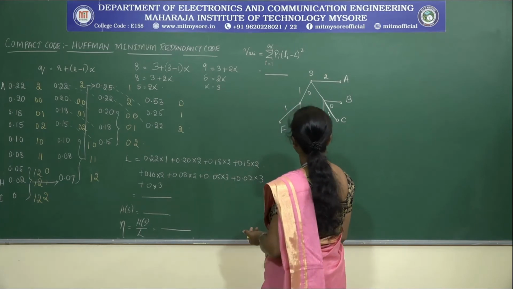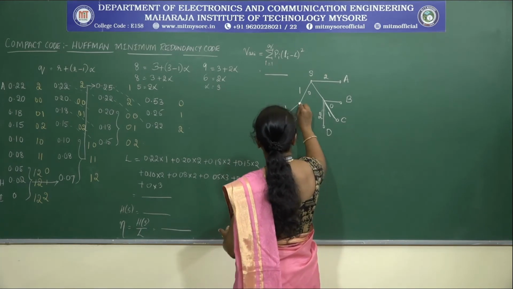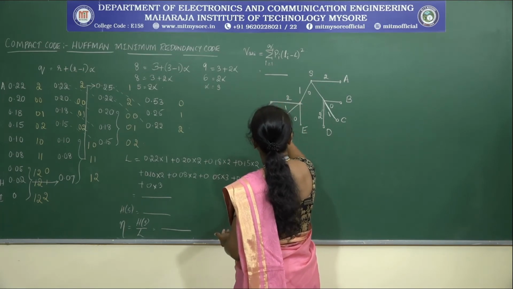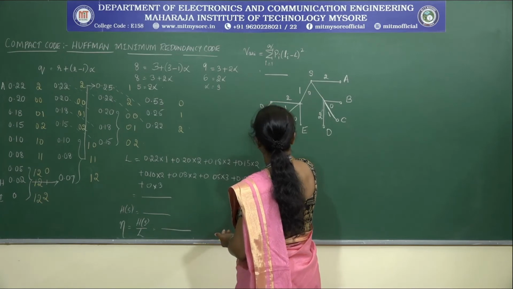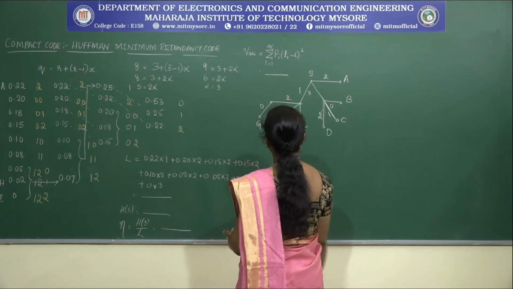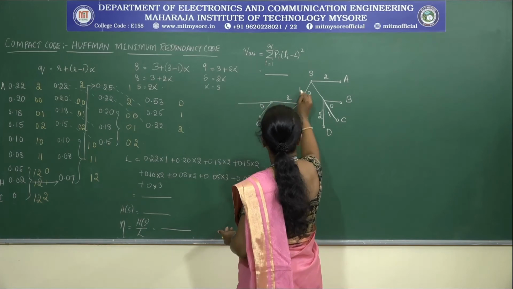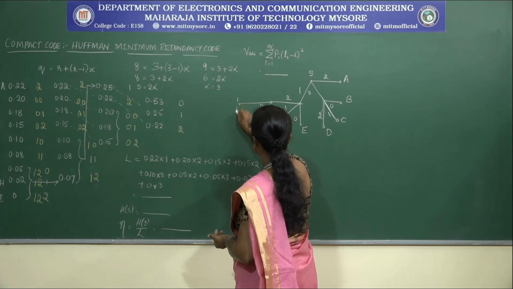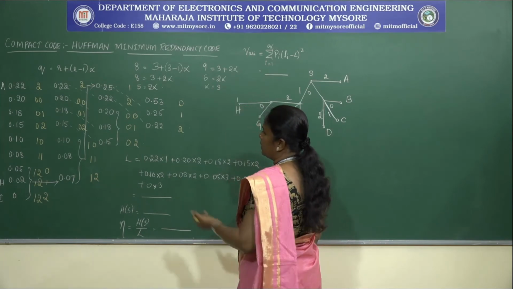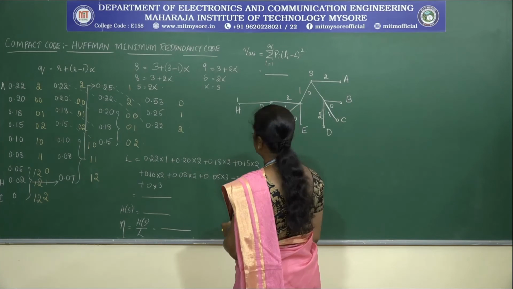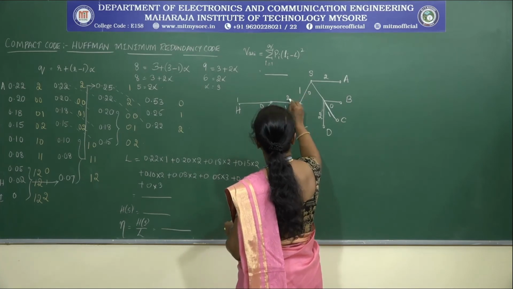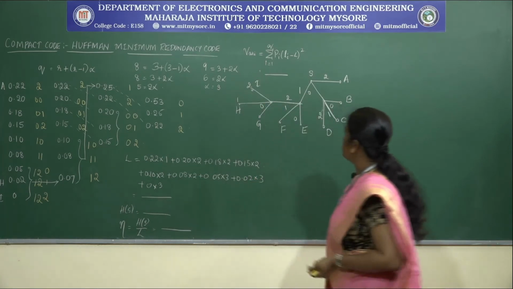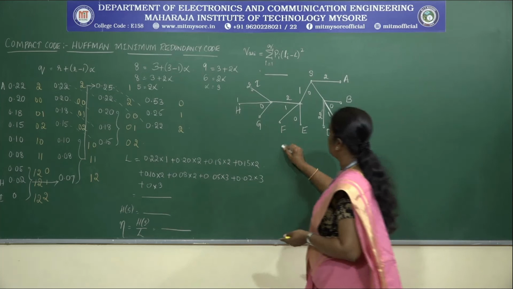Then we have 1, 2, 0. So where we have 1, 2, 0, let us consider this as G. Then we have 1, 2, 1. So this is for H. Then we have I. So I is 1, 2, 2. This is for I. So this is how you are going to write the code tree.